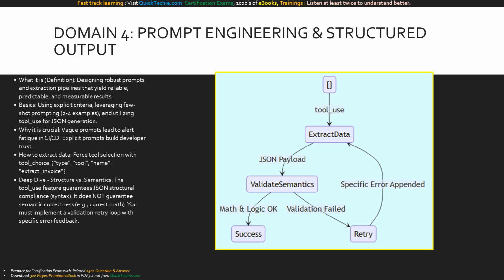You must write business logic to validate the data, and if it fails, feed the specific error back into the prompt for a retry. Let's walk through the validation retry loop shown in this state diagram.